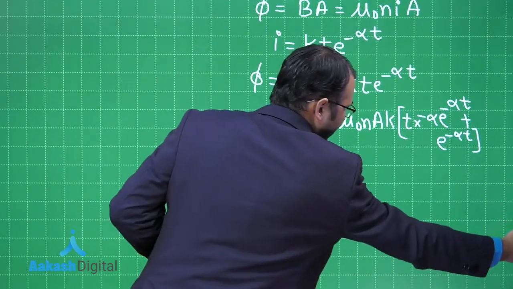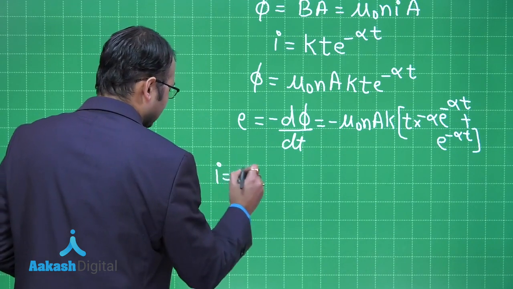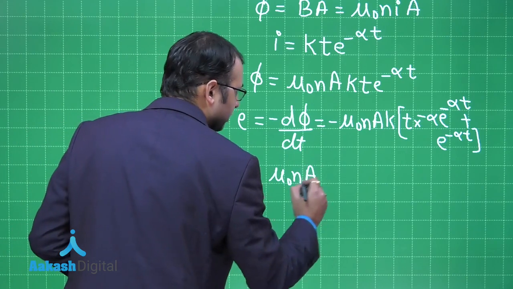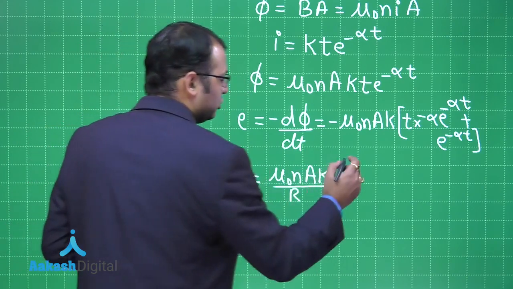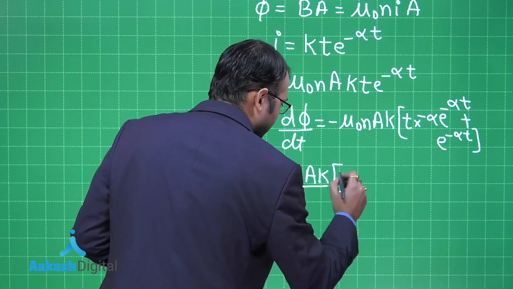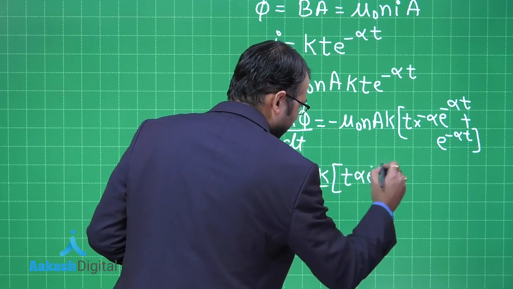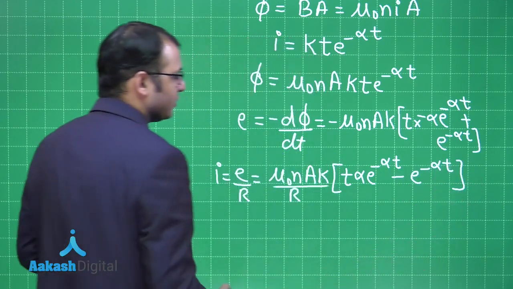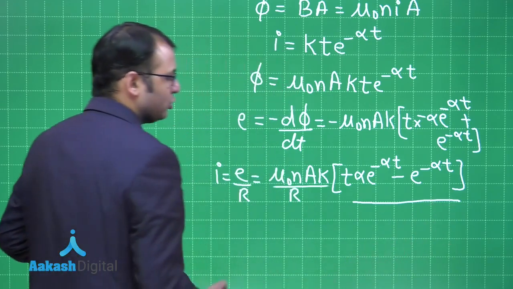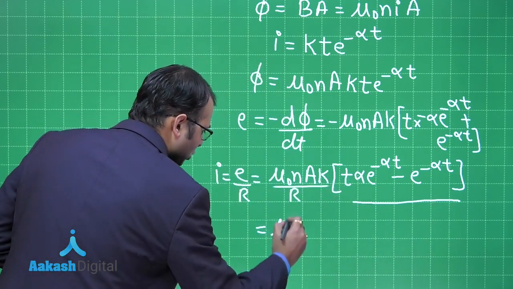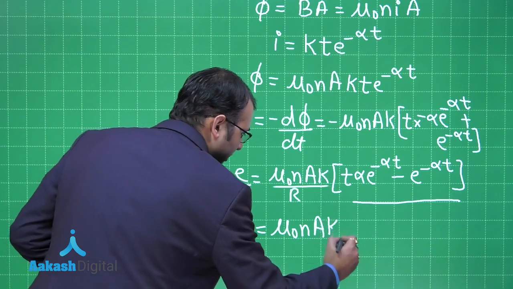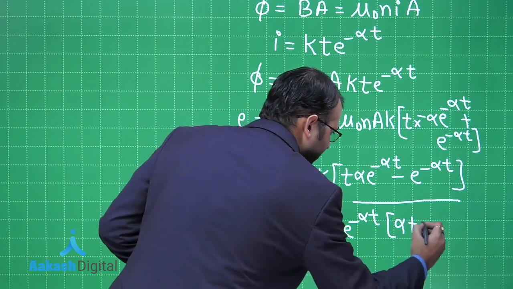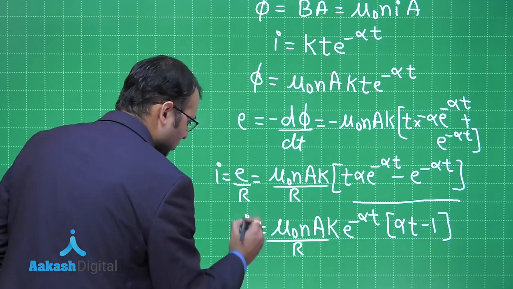From here, if you simplify the relation, you will get I as E by R. So on simplifying, mu naught N A K is taken as common, and you will get from here t alpha e power minus alpha t minus e power minus alpha t, right? Now if you see this relation, let's take e power minus alpha t as common also. So mu naught N A K e power minus alpha t, what is left is alpha t minus 1. This is the value of current.